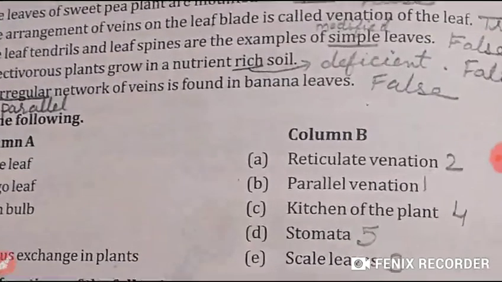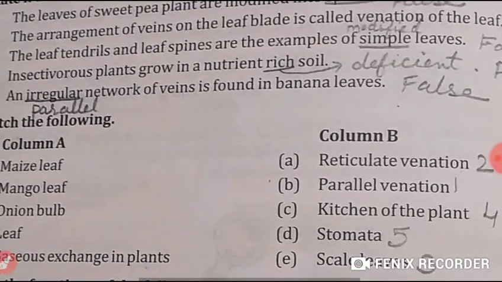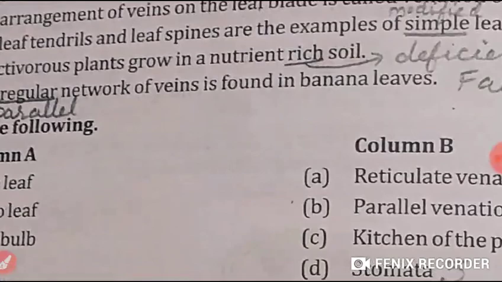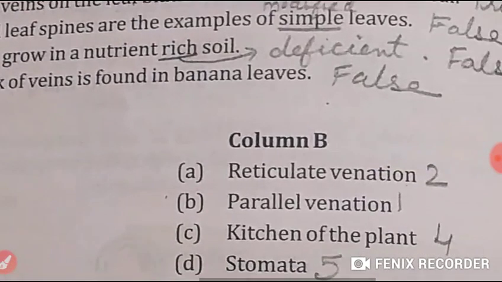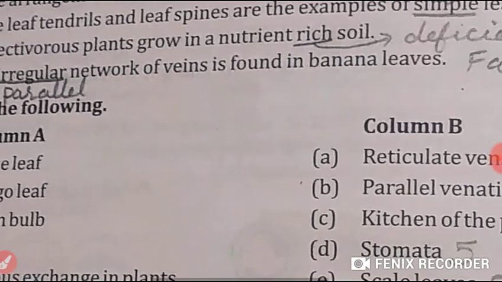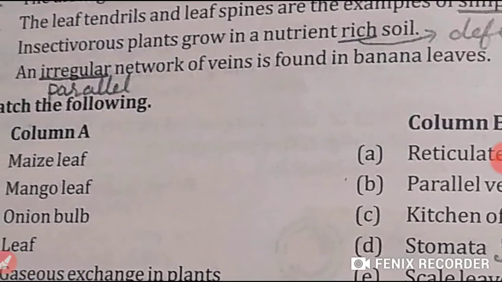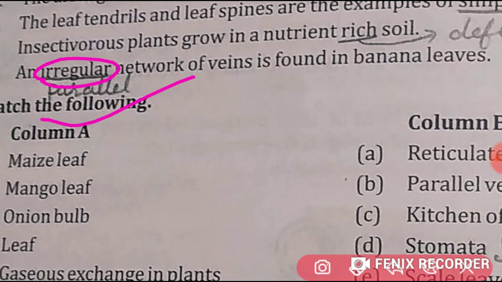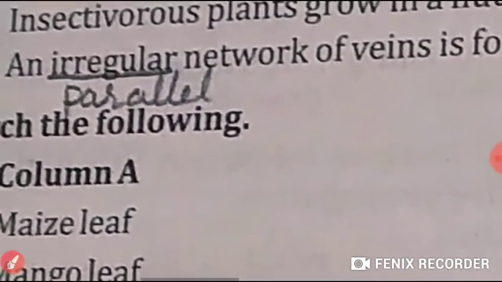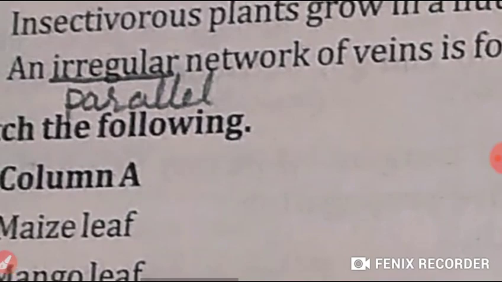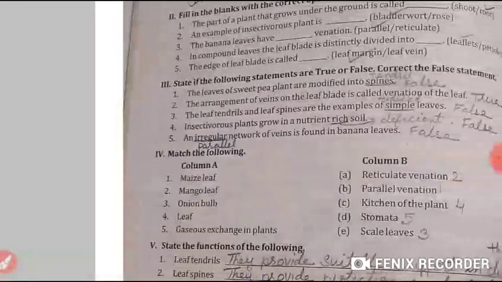Fifth point. An irregular network of veins is found in banana leaves. Students, this statement is also false. Instead of the word irregular, you have to write parallel. Parallel.